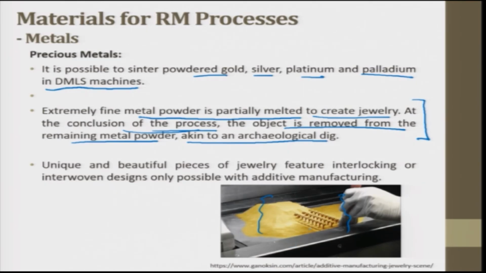So this is direct metal laser sintering. This is the part that is produced. These are small rings, and these are the tips of the rings. This is the powder that is being removed. This is a post processing step; one of the steps is support material or powder removal. So unique and beautiful pieces of jewelry featuring interlocking or interwoven designs are only possible with additive manufacturing, which was not possible before by manual or traditional manufacturing.